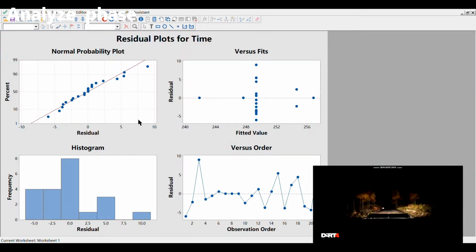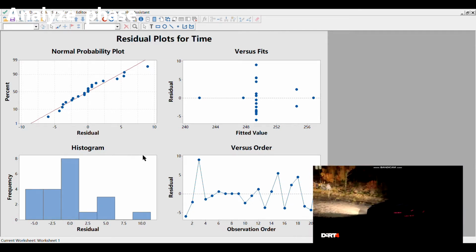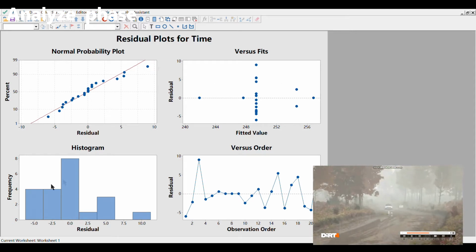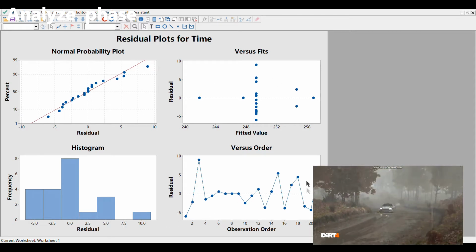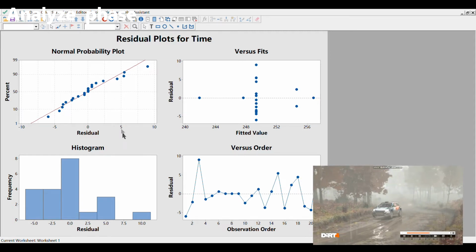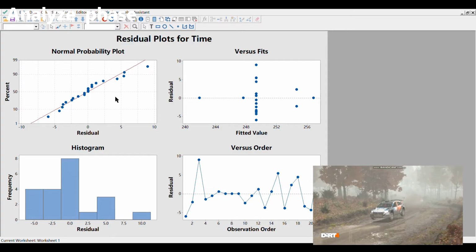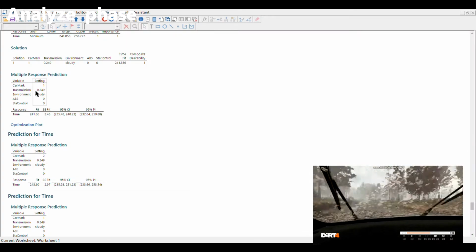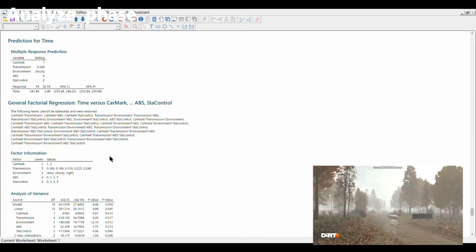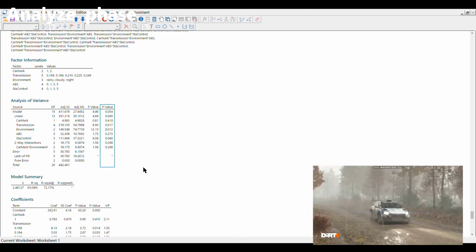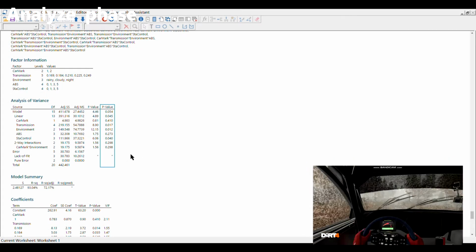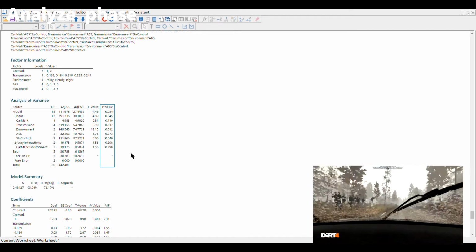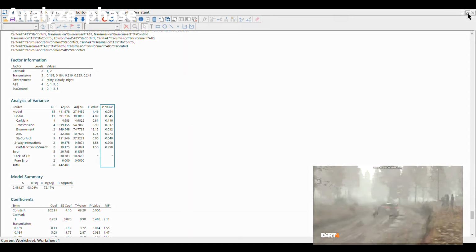After that, we have residual plots for time, which provide graphs to check if the data nicely fit the regression equation. We can see that the residuals are normally distributed with a mean of 0 and a constant variance. Therefore, there's insufficient reason to reject the model. P-values of all the sources are calculated as well. From the results, the p-values of transmission, environment, and stability control are smaller than 0.05. This means these results are more reliable.